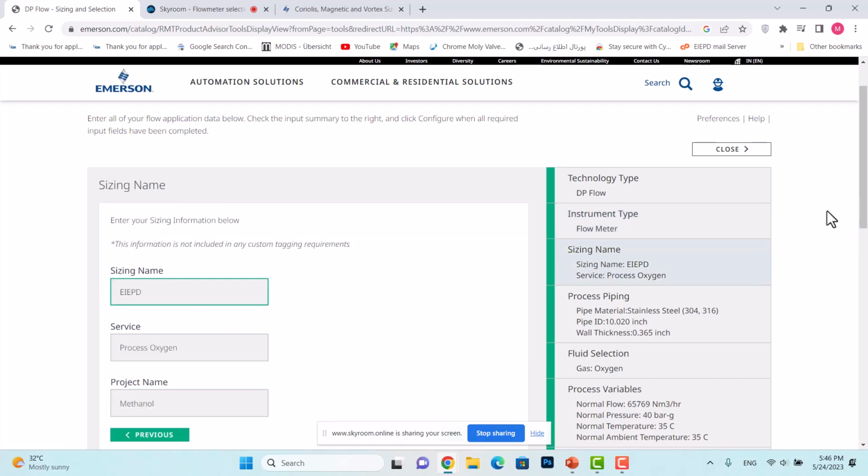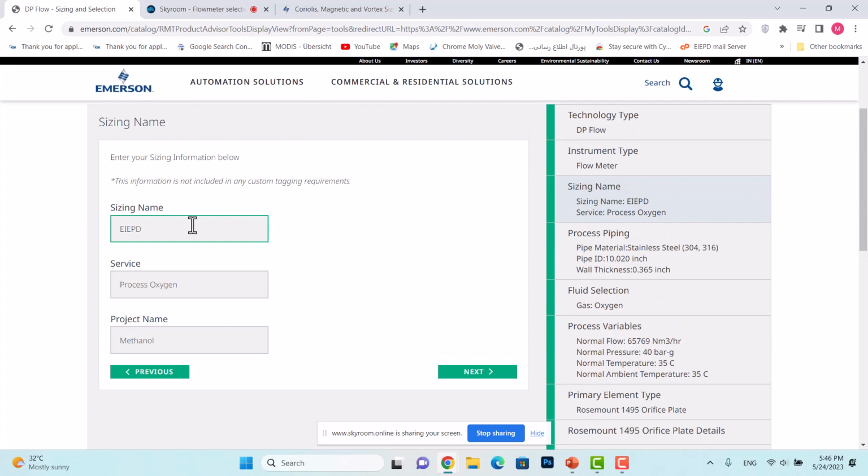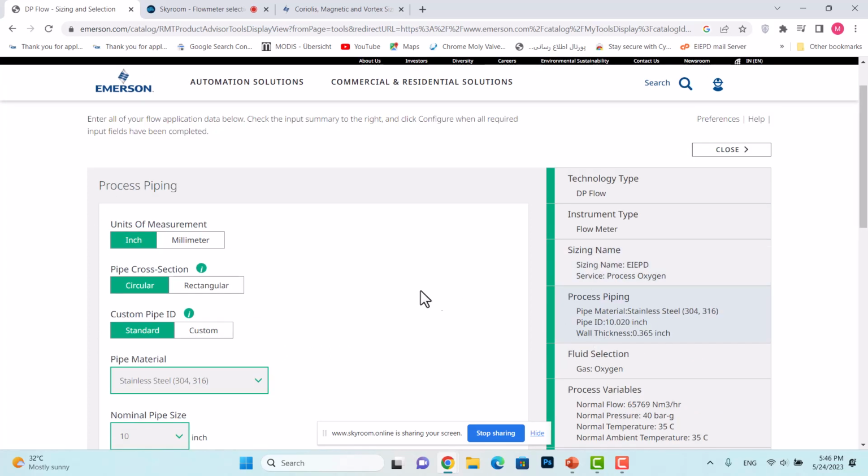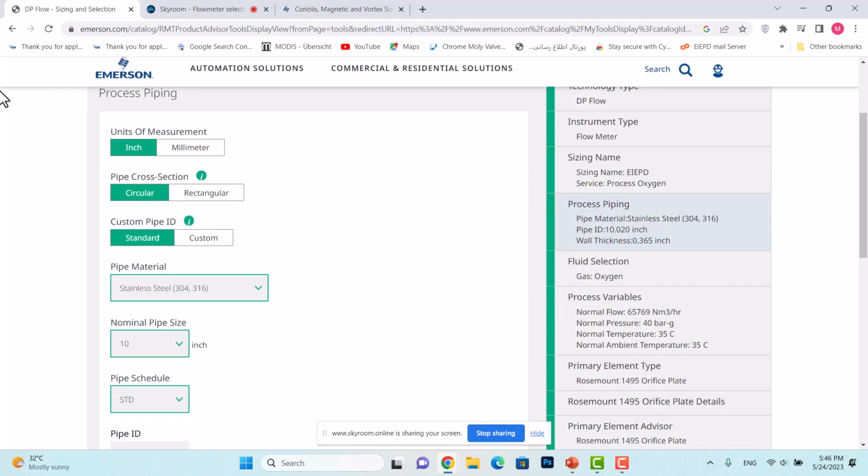Sizing name, EIPD, service process oxygen, project name methanol, process piping. The unit of measurement is inch, pipe cross section circular, we know that, and custom pipe ID is standard. Pipe material: for oxygen pipes, it is practice to use stainless steel 316 or Monel as the material for the pipe of process oxygen.